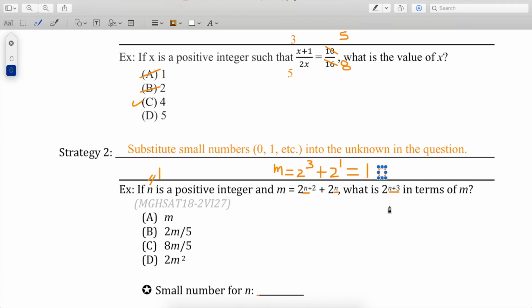Okay, good so far? So m equals 10. And the question asks, what is 2 to the n plus 3 in terms of m? And again n equals 1, so this is essentially 2 to the fourth power, which is 2 times 2 times 2 times 2. So 2 times 2 is 4, times 2 is 8, times 2 is 16, so this is 16. So the question really is, what is 16 in terms of m? And m is 10 here, because we got it from here.